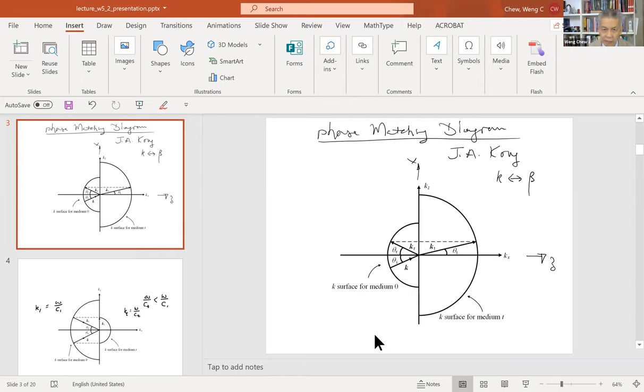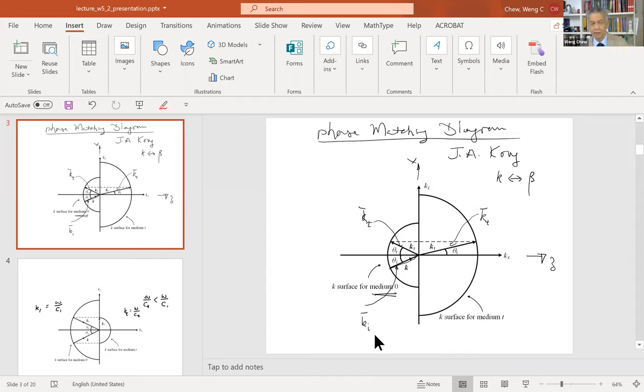Okay, so now if you assume that you have an incident wave vector k, incident from medium zero, okay? And then there will be a transmitted wave vector kt. Okay, this is the transmitted wave vector kt, incident wave vector k. And there will be a reflected wave vector.